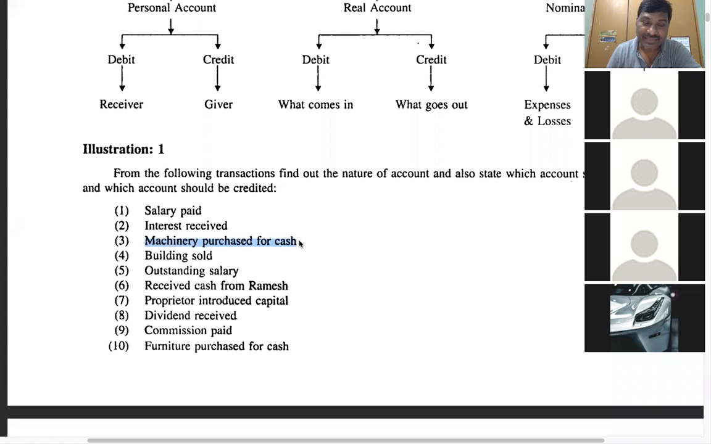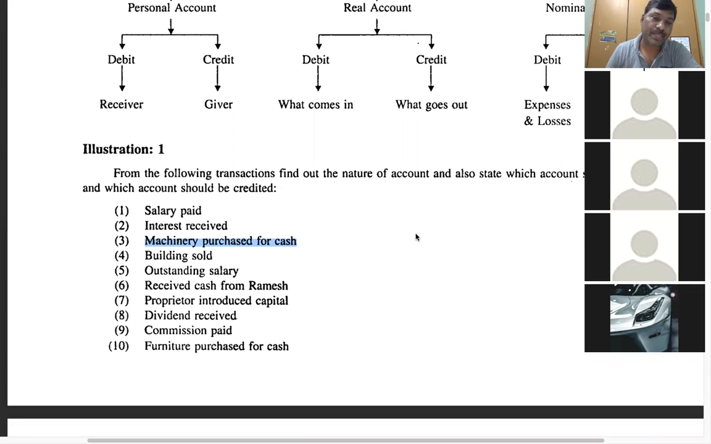Asset-related accounts are known as real accounts. When they fall in this category of accounts, the rule applicable is debit what comes in, credit what goes out. Machinery is coming in, so debit machinery account. Cash is going out, so credit cash account. So the entry will be machinery account debit to cash account.